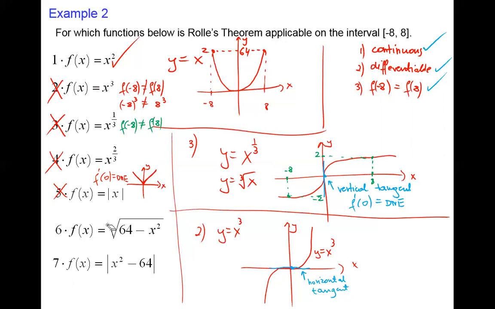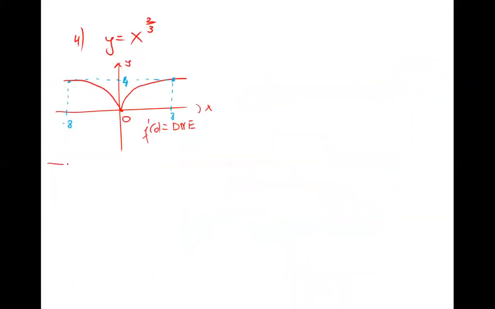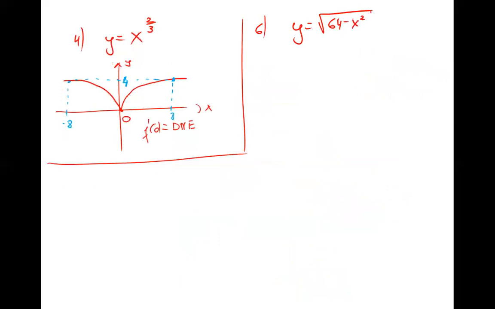Okay, now I hope we know that graph, number 6. Let's see. Number 6 is the square root of 64 minus x squared. Do you possibly know the shape of this? I know, it looks terrible, right?